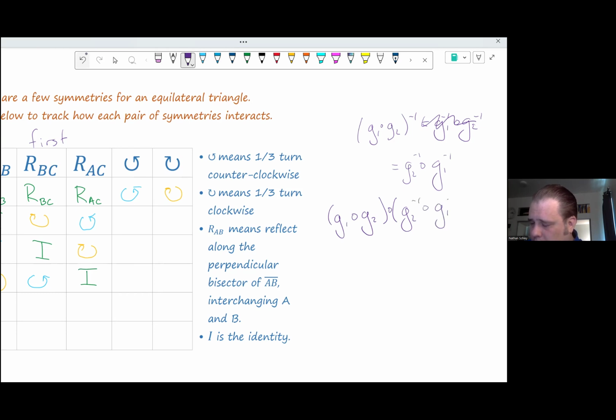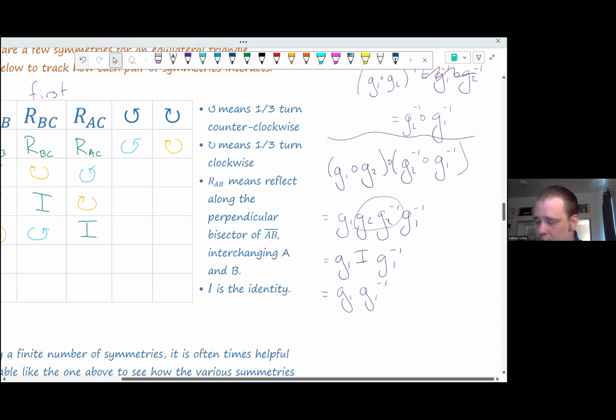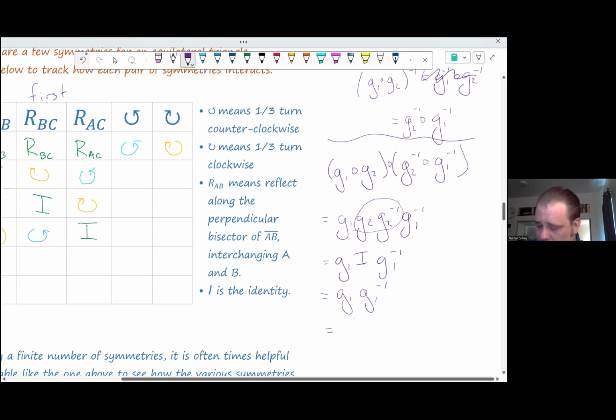So G2 inverse, G1 inverse. Okay, so I look at this composition, and again, this is associative, so I'm just going to drop the parentheses. I don't need them. G2 inverse, G1. So I look at all of these, and these two undo each other, because if I'm thinking left to right, even though function composition is right to left, if G2 is the last thing I did, and then I immediately undo the last thing I did, then they'll undo each other. So what I get is G1, then the identity, and then G1 inverse. And then the identity can be absorbed into either of those. And then I've got G1, G1 inverse, which is again the identity.